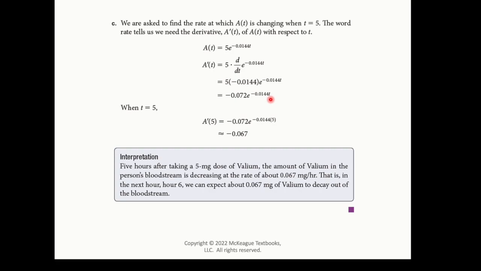Now, if we want to find the rate at which it's decreasing after 5 hours, then we're going to plug in 5 and get that it's decreasing at a negative 0.067 milligrams per hour.